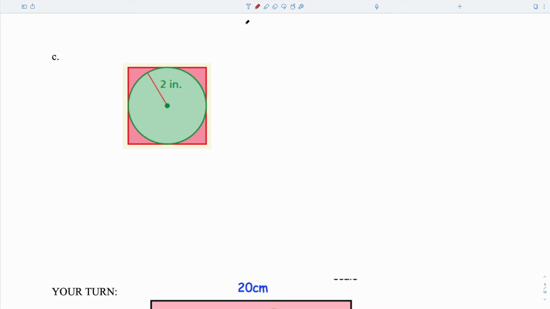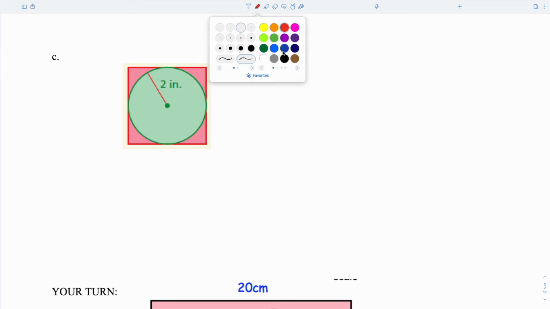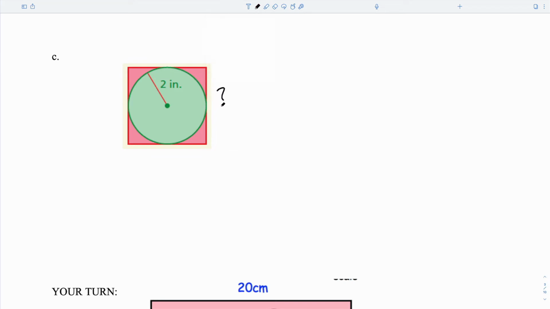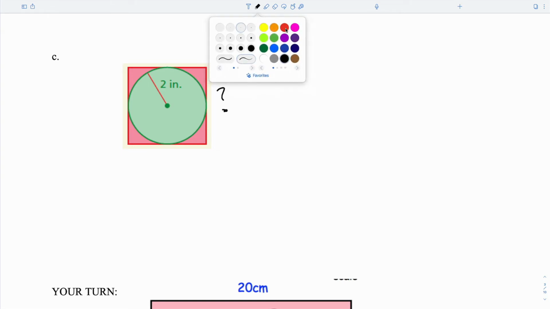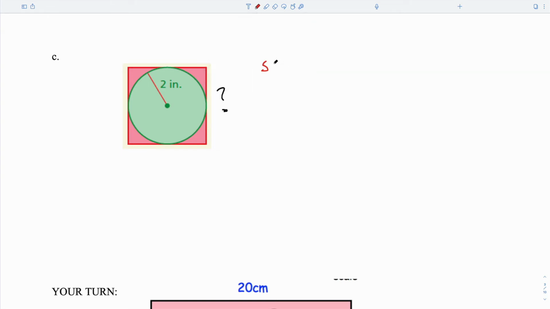So I want to find the side length of the square. How would I find the side length when they don't give me this number out here? Let's make this red.